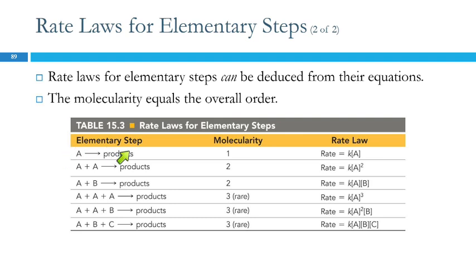So for A going to products, it has a molecularity of 1. The rate law is just going to be the rate constant times the concentration of that one reactant. The bimolecular ones are going to be second order reactions. Here we've got 2 of the same reacting, so that's k[A]^2. Here we have 2 different ones, and that's k[A][B]. Again, you can only do this in elementary steps. Don't go back to the earlier questions in this chapter and try to do this. It's not going to work. It doesn't work for just a general chemical equation. You could also deduce rate laws for the individual termolecular steps. Those are more rare. So the molecularity is equal to the overall order. Any questions?